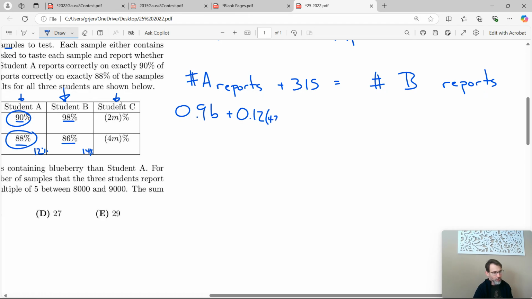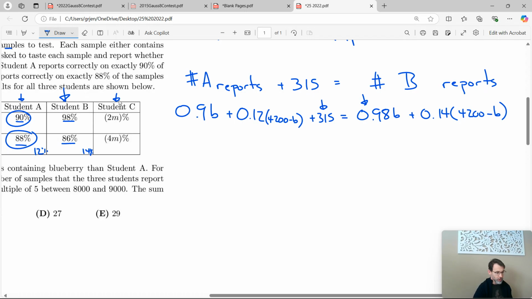Well, 4,200 minus B times, still plus 315, is equal to 0.98 times B plus 0.14 times 4,200 minus B. Okay, those are all of B's reports, and these two things are equal, right? A plus 315 is equal to the number of times B reports. Now we got some algebra that we can simplify.